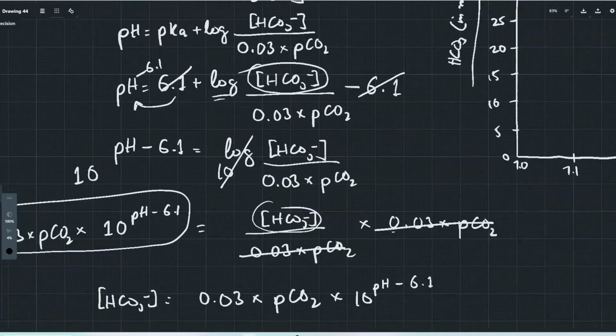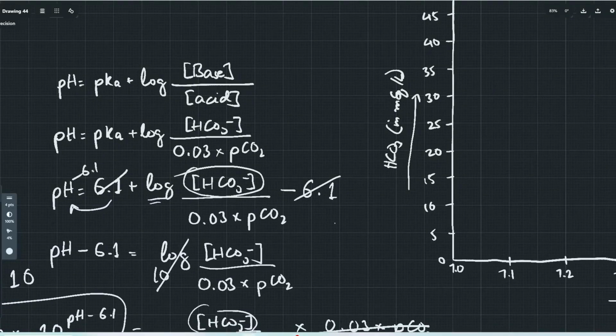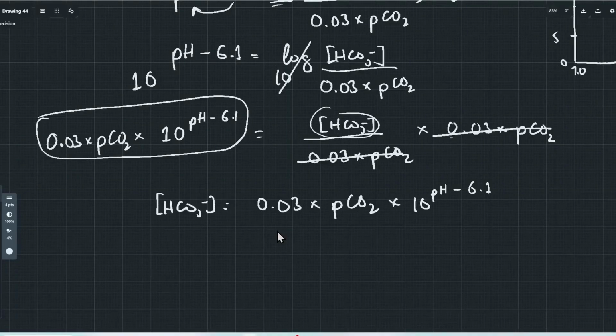By the way, if you start from the HCO3, you wouldn't even need to do all this interconversion. You could have just put the values here and you would have got the result. I think I have made it slightly more cumbersome, but anyhow, this is how we learn.